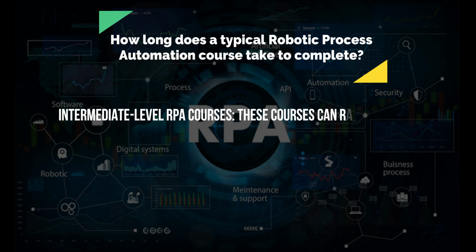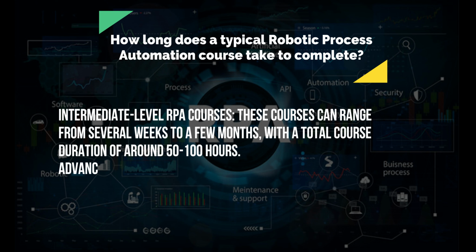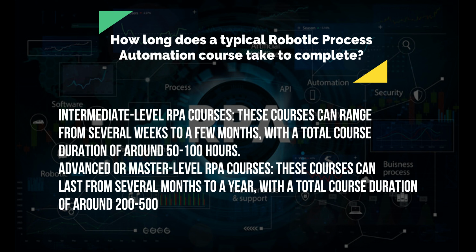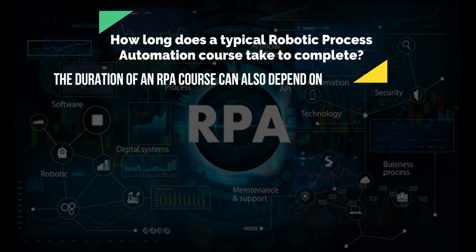Intermediate-level RPA courses. These courses can range from several weeks to a few months, with a total course duration of around 50 to 100 hours. Advanced or master-level RPA courses. These courses can last from several months to a year, with a total course duration of around 200 to 500 hours.